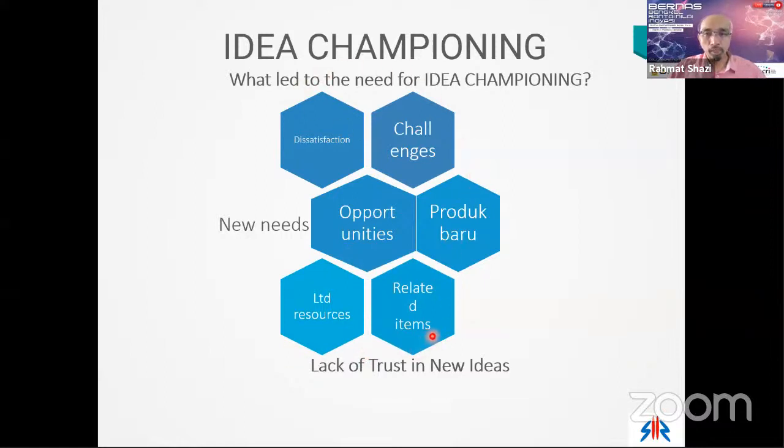So the challenge to actually get new ideas across is that because they are new, product baru, we are not familiar with them. And what we are not familiar with, we don't really trust. I think that goes without saying, yeah? Something new, hey, should we really use it? Of course, there are those who are product adopters. They like to try out new ideas, but they only make up about 5% of us. So the rest of us, we don't really trust new ideas straight away. So this lack of trust in new ideas means we need to champion ideas.